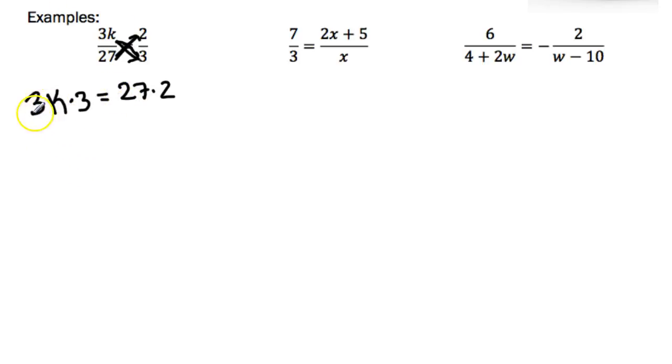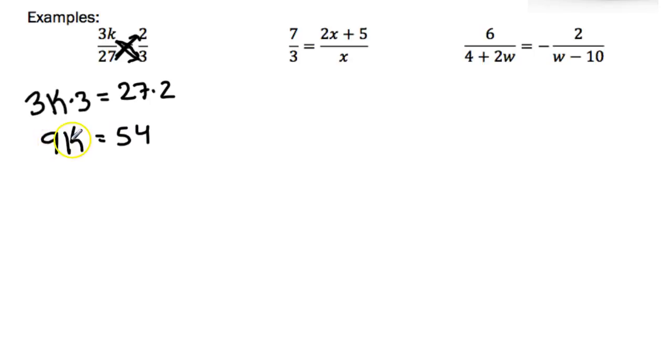Alright, then you solve these. 3k times 3, you can multiply the 3's together, and that equals 9. And you keep the k. Over here, 27 times 2, that is 54. After that, you have an equation, and you just solve it like we did in the previous unit.